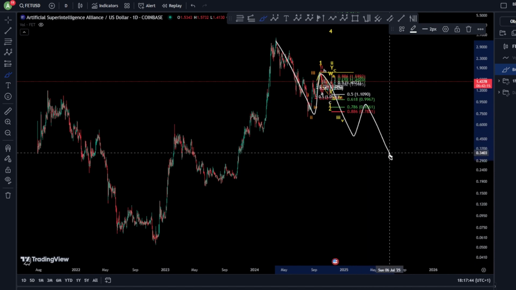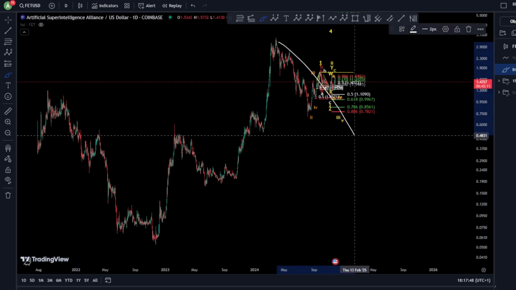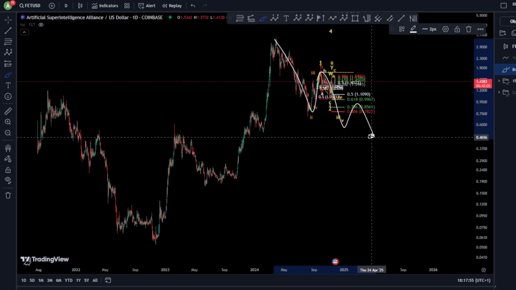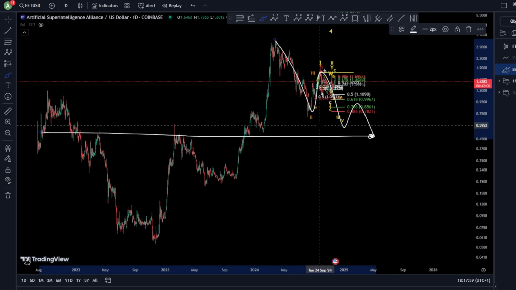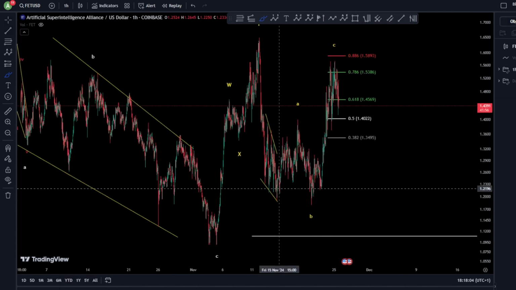And even for a running flat, if you still want to consider this as a running flat, it might be the wave C be short. So it can still finish as a running flat with a kind of diagonal and then finish in the middle almost. So everything is still possible, guys, for FET.